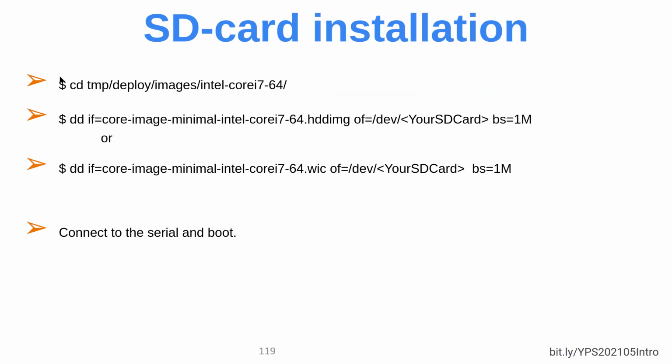So for the SD card, you can do a dd instead, if you've got the whole image there, and it'll actually drop it on there. You can connect to the serial and boot. Again, you don't have to have the video working at that point, but you go ahead and deal with it that way. So you're going to find the actual images for this in tmp deploy images. This is in your build directory.